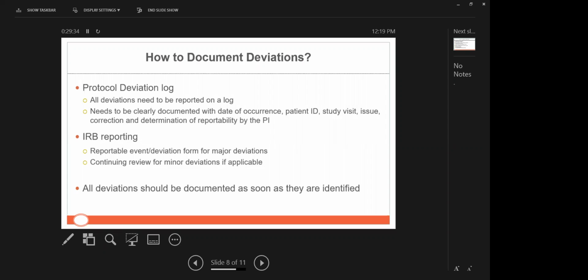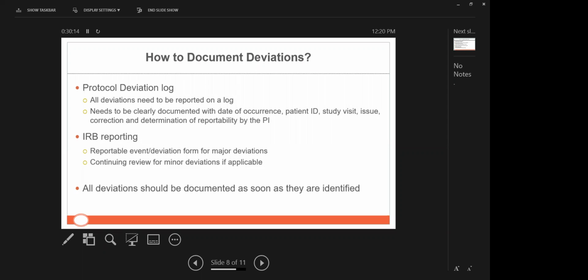A couple of other things you need to list on the log is you want to make sure that you have the date of occurrence, you have what patient it affected, what study visit, a clear description of the issue, what you did to correct the issue, and then your PI's determination of, is this a minor, is it major, is it something that we need to report or not? When your monitor comes on site, typically they'll look at these logs. If they find a deviation, they want to make sure that you've sort of addressed this on your log. So just being proactive on that will sort of avoid future work after your monitor comes on site.